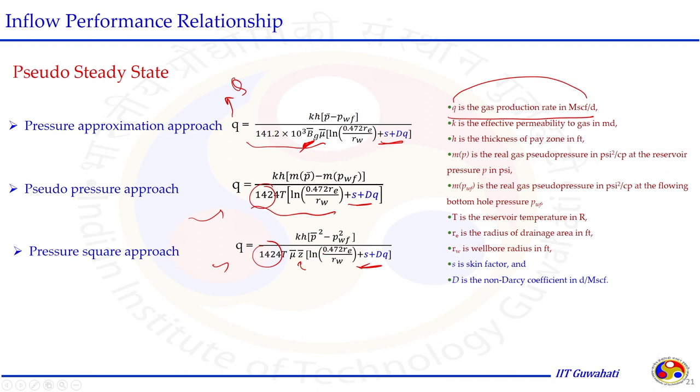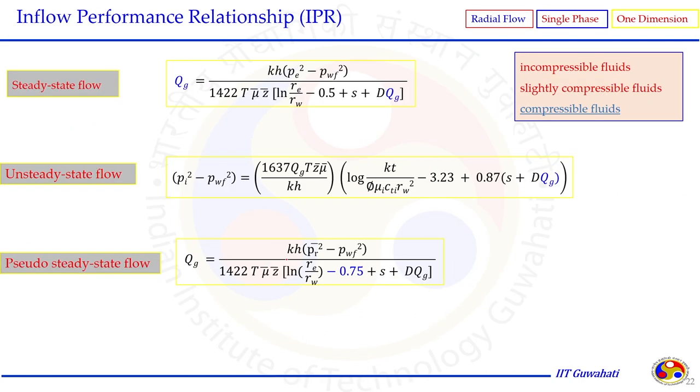And then, compared to the steady state case, the pseudo steady state case has this additional term in the denominator. So for one dimensional single phase radial flow, for the compressible fluid, we can summarize what is happening under the steady state flow condition. Compressible fluid means the gas, and this is mentioned in the P square approach. All three expressions are mentioned in the P square approach. So for steady state flow, we have this additional term if the volumetric average reservoir pressure is taken. Otherwise, this should not be appearing here.